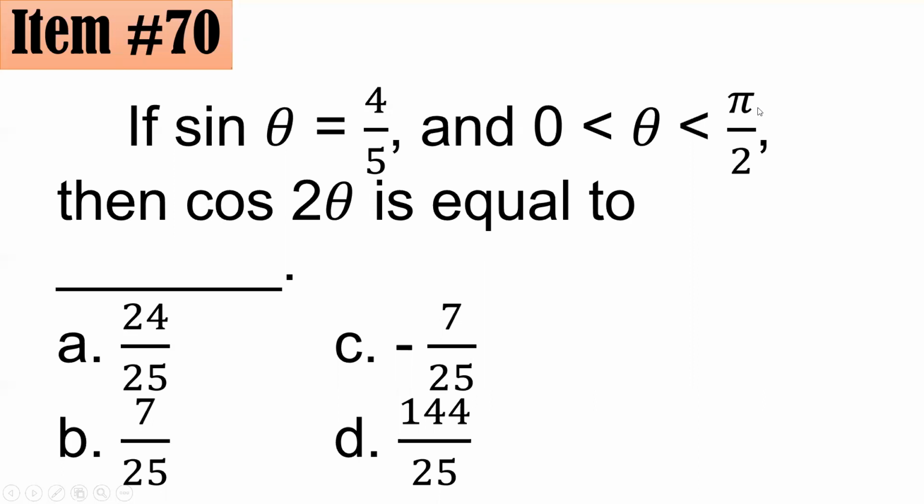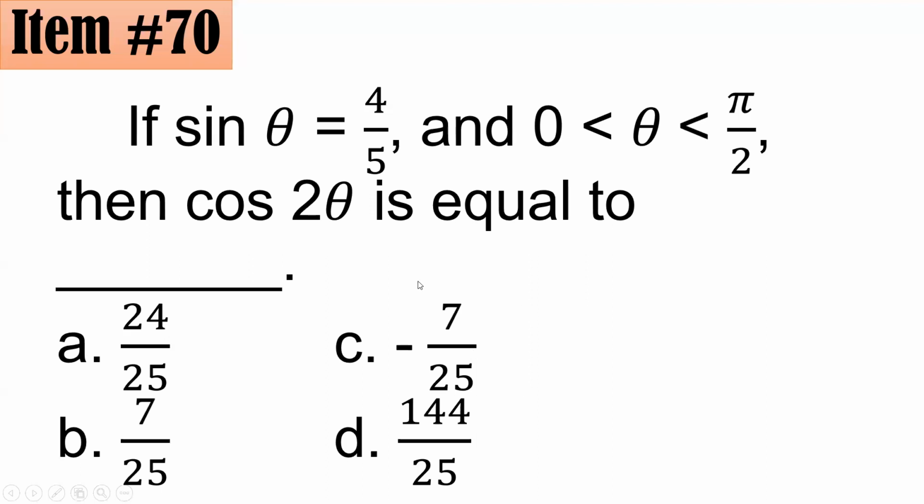Magiging 90 degrees po, di ba? So in other words, kung yung theta mo po ay in degrees is between 0 and 90 degrees, sa anong quadrant po siya makikita? Tama. It's within the first quadrant po. Then, cosine 2 theta is equal to what? Is it 24/25, 7/25, negative 7/25, or 144 over 25?